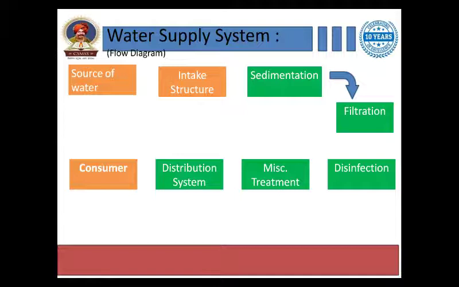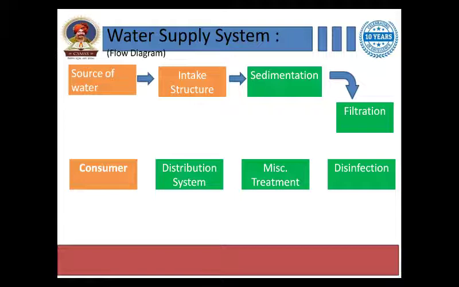So first of all, the source of water, right? We will collect the water from the source, then this drawn water will be sent to the intake structure. We will draw this water from the intake structure, then this drawn water will be sent to the water treatment plant. All the rectangular boxes which are shown in green color are the parts of the water treatment process. So it is the water treatment plant.